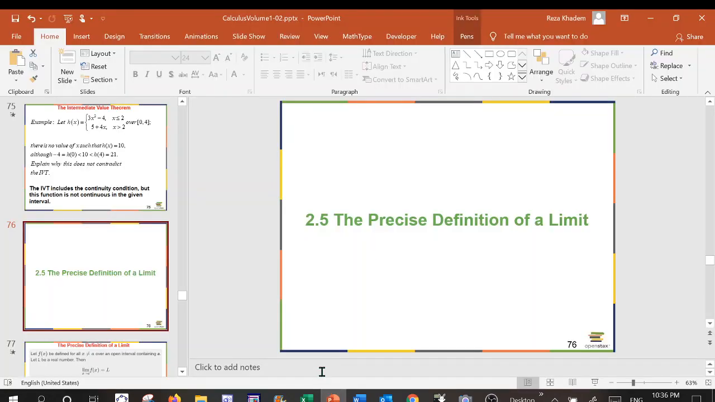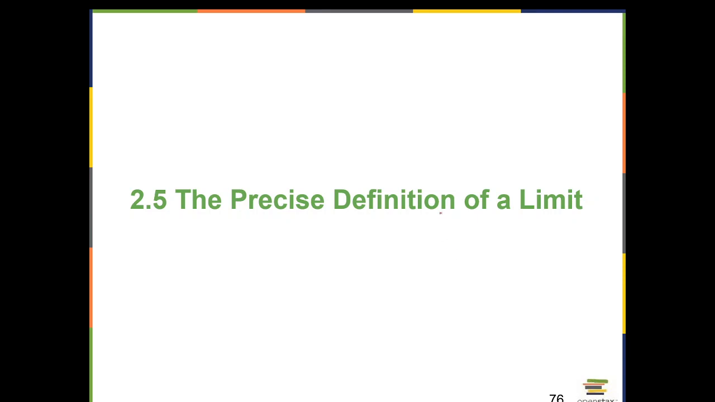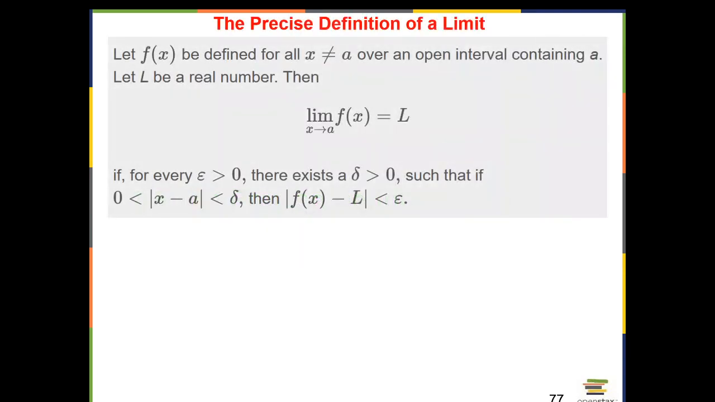So this section is about the precise definition of a limit. We talked about what a limit actually means, and we know about the notation of limit. So limit of f of x when x approaches a equals L, that's how we write it. But what does that mean exactly, and how do we prove it? Now, to prove this, here's what you have to do.